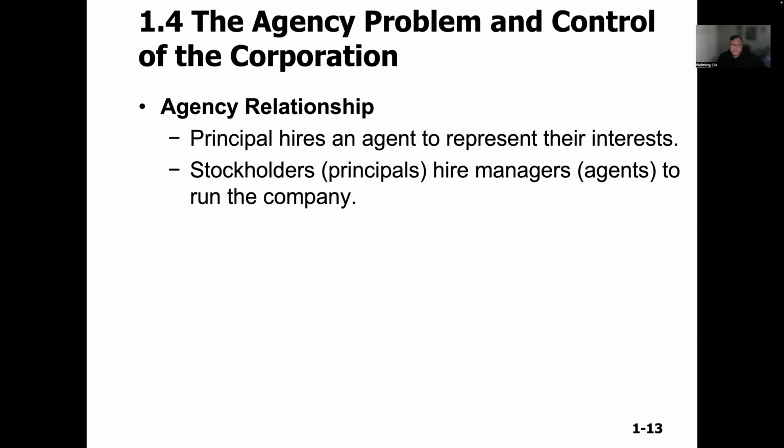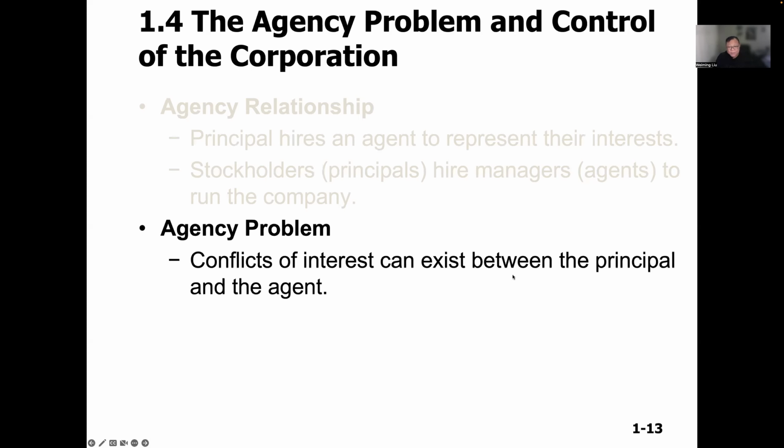So this could be a problem. The stockholders, in the business context, are the principal. They hire managers, the CEO, to run the business, to run the company. And the problem is, is the CEO really working for you? Does the CEO always think of the best interest of the business? Probably not, because the CEO has his own interest as well.